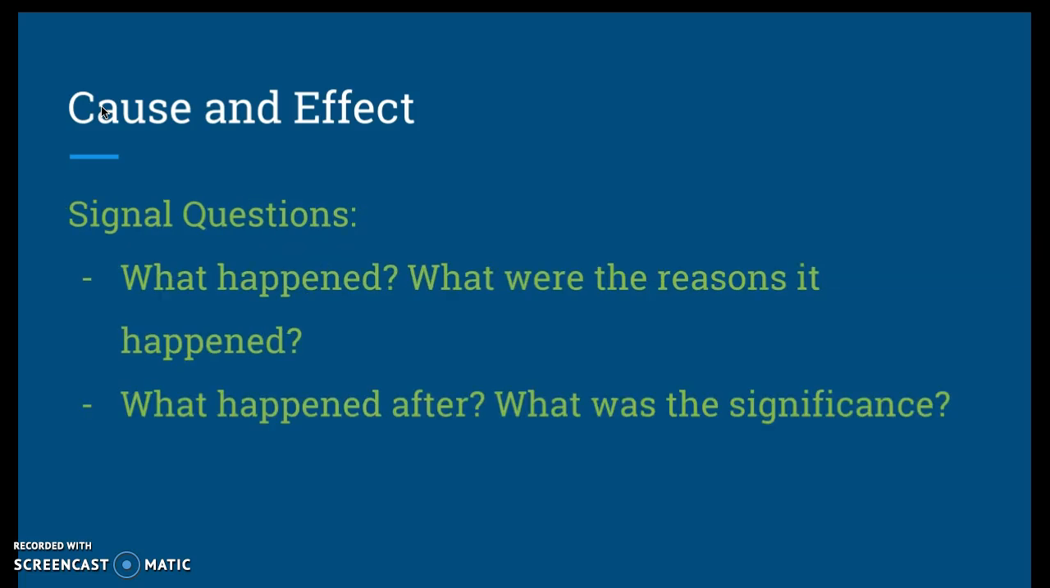So then the next thing, signal questions. These are questions, again, that you need to answer when you're writing. So you need to answer what happened and what were the reasons that it happened. So make sure you explain. And then what happened after and what was the significance. This is very important because if you're just describing an event and you're not relating it to how it's significant to your reader, it's a little pointless.